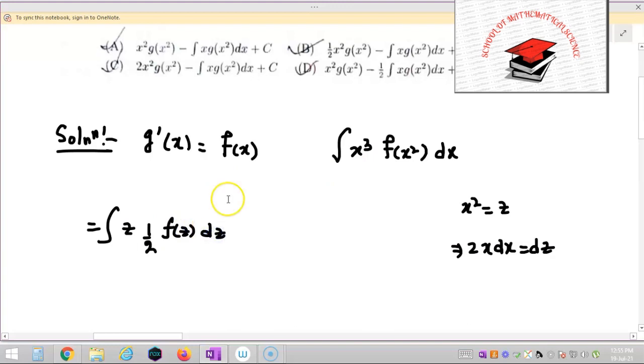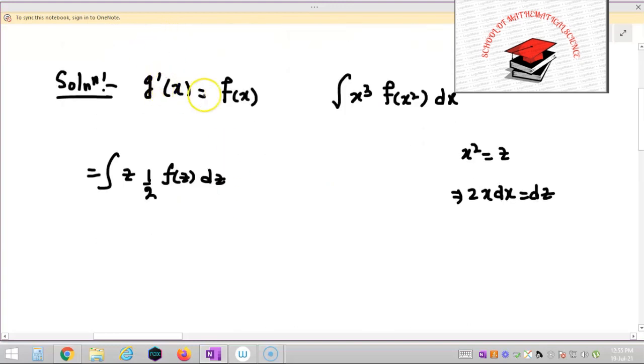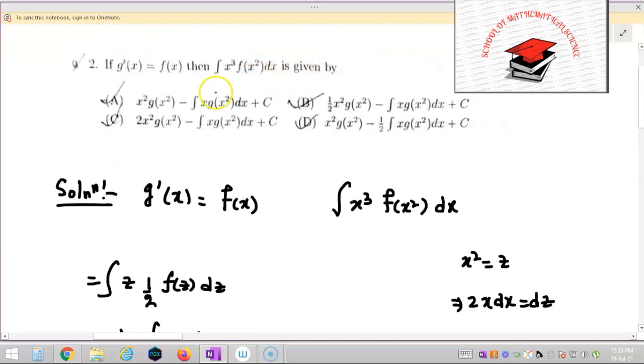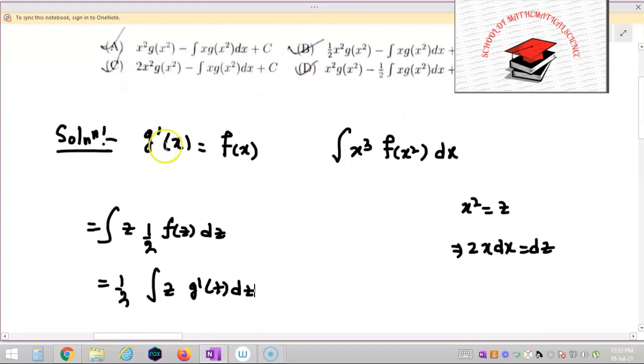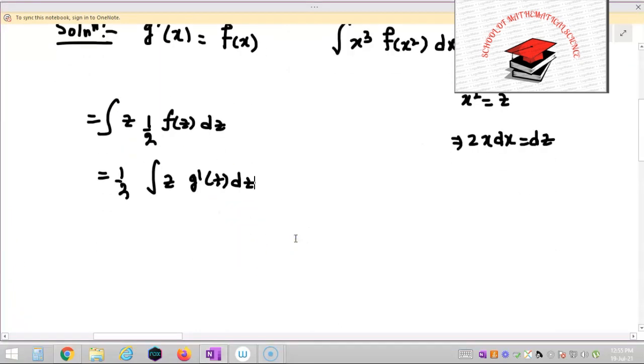Now observe that g dash x is equal to f x, so f of z I can write as 1 by 2 integration z g dash z dz. Now I am going to use integration by parts to integrate this. You can see that the options are considering this z as first function. So I am going to integrate it: integration of g dash z must be g z.